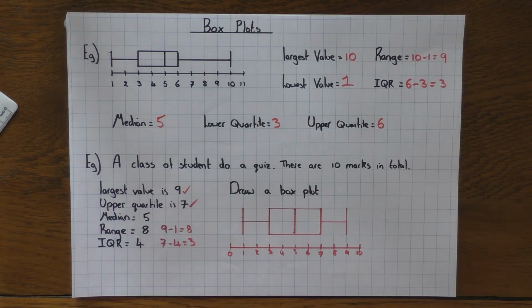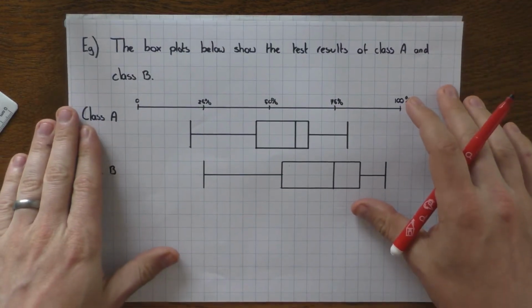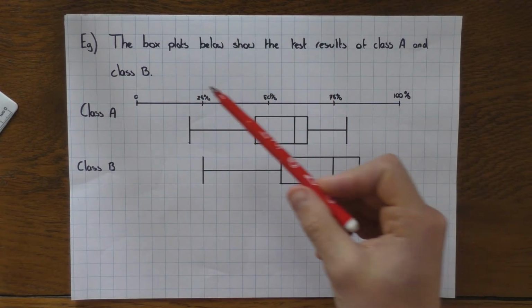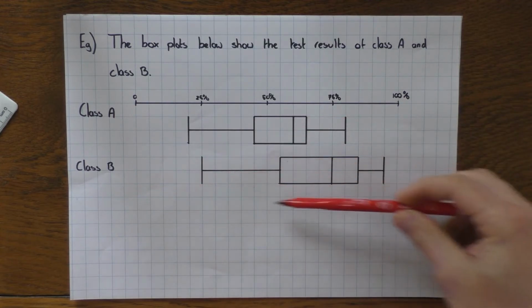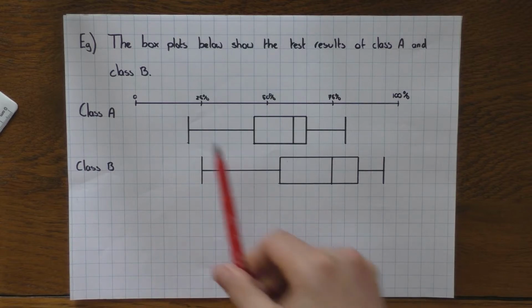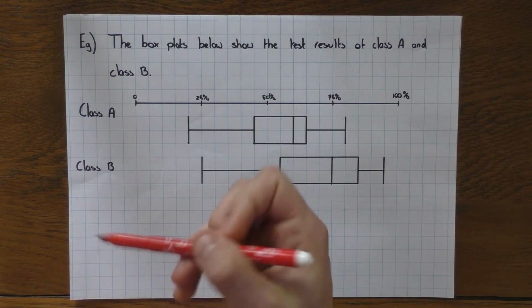What you also might have to do is compare two box plots. So in this question here, okay, we have the test results from Class A and Class B. So here's Class A, here's Class B, and I've just put the scale at the top there. Doesn't matter where the scale goes, usually it's at the bottom, but I just did it at the top here just to show it doesn't matter. Okay, and what the question in the exam will say is compare the data. So there's two main things that you need to talk about here. The first one is the median.